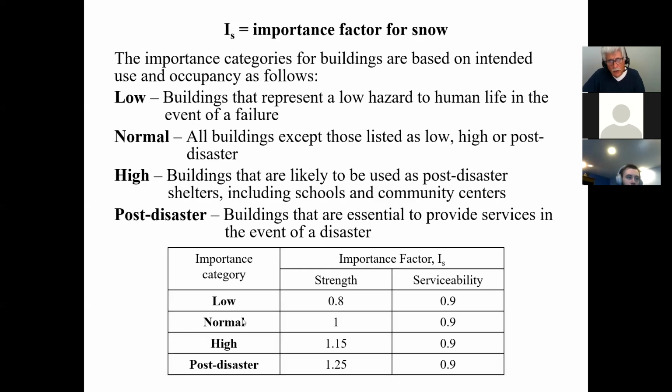And then of course the values, okay? The values are here. So for example, what this means is that when I have a normal building, I don't have to increase my snow load. I just take a value of 1. If I have a high, I have to increase it by 15%. And if I have a post-disaster, I increase my snow load by another 25%. And I put 25% more snow into the calculation of my structure.